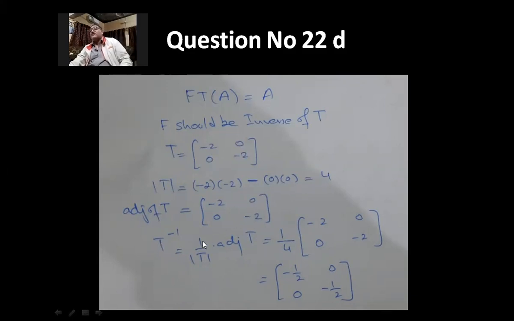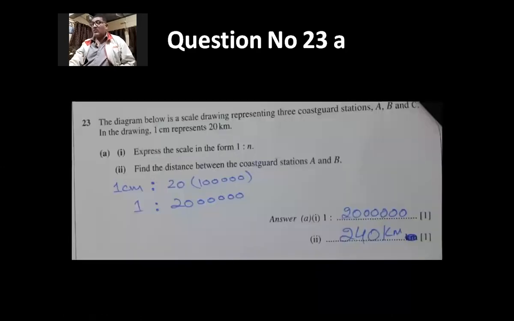So T inverse will be 1 by the determinant of T into the adjoint of T. So you will have 1 by 4 into -2, 0, 0, -2. So 1 by 4 multiplied with -2 will be -1 by 2. 1 by 4 multiplied with 0 is 0. 1 by 4 multiplied by 0 will be 0. 1 by 4 multiplied by -2 will be -1 by 2. So this is the matrix F: -1 by 2, 0, 0, -1 by 2.